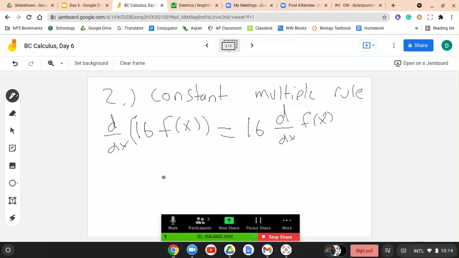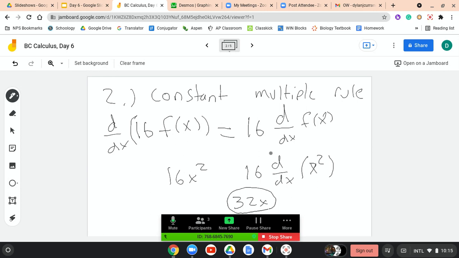So if, for example, I took the derivative of 16x squared, this rule would tell us that it's 16 times the derivative of x squared. And we know the derivative of x squared is 2x, so the derivative of 16x squared would be 32x. That's what this rule is telling us. So we're going to derive it in just a second, but does the idea of what the rule is saying make sense at least? Yeah.